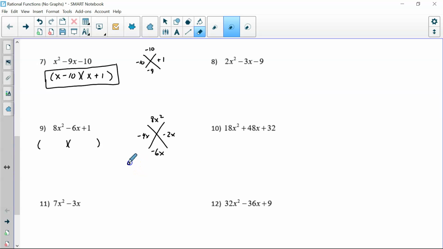Here we can use our grouping method, 8x squared and the 1. That's our original first and last terms. And now negative 4x and negative 2x go in the middle. First two terms, the common factor is 4x. And then we're left with x minus 1. Last two terms, the third term's negative, so we'll just take out a negative 1, and then we're left with x minus 1. So our factors are x minus 1, and then 4x minus 1.